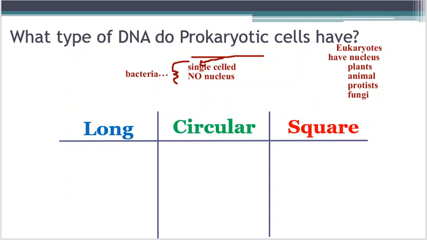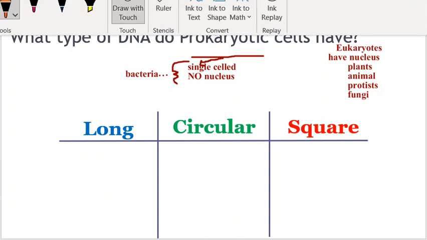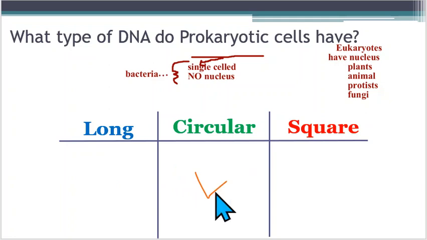When we're talking about bacteria or prokaryotes, what type of DNA do they have? They have circular DNA. And we're going to discuss what that's called later on in this lesson. They don't have long DNA. That would be eukaryotic. You have long DNA that you condense into chromosomes, if you remember that conversation. Sorry for my handwriting here. That's eukaryotes.